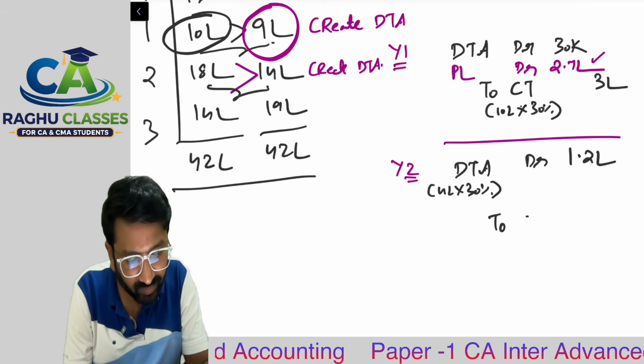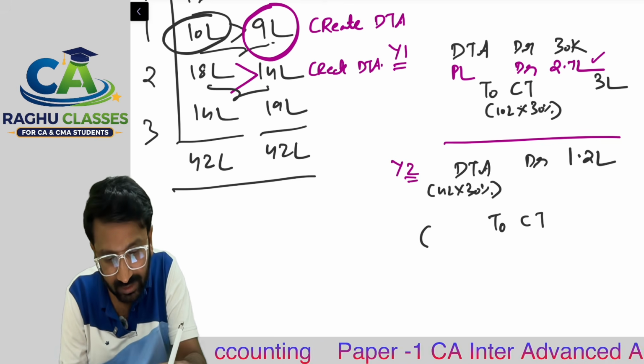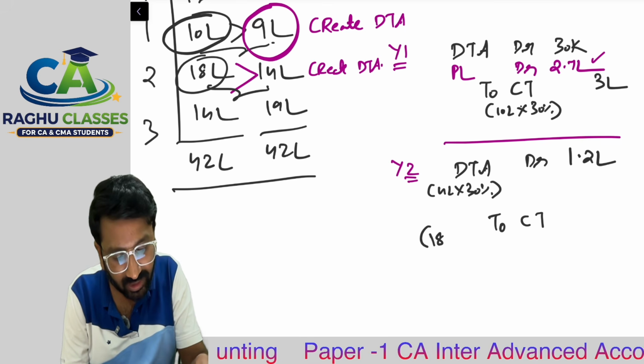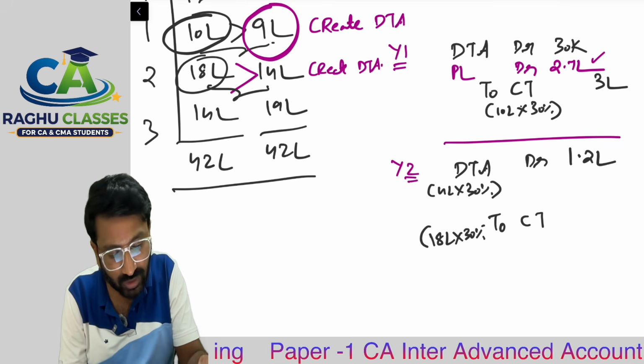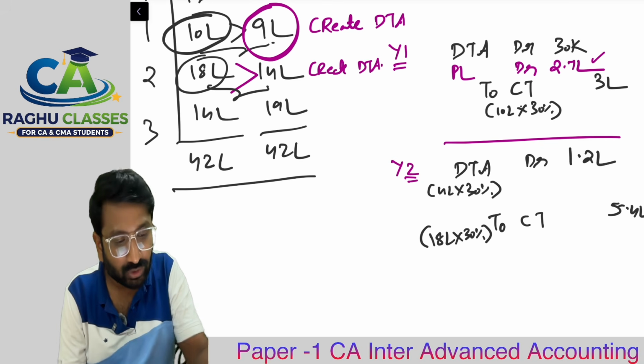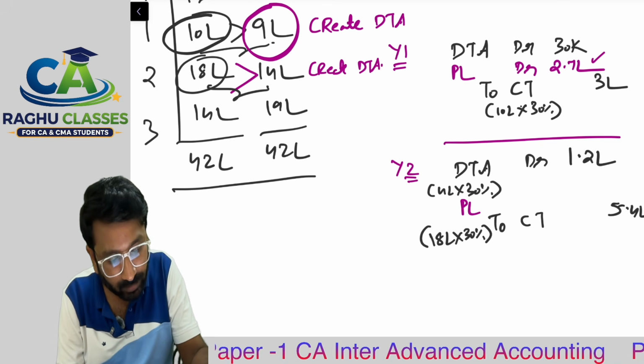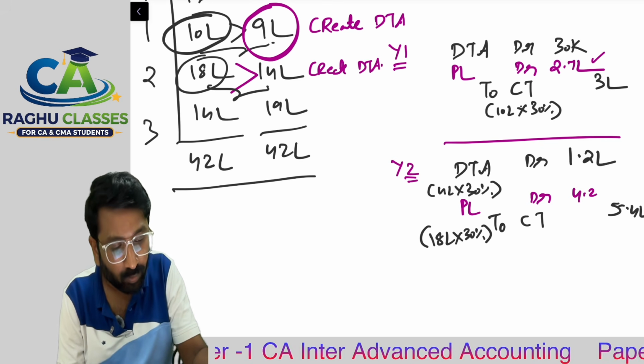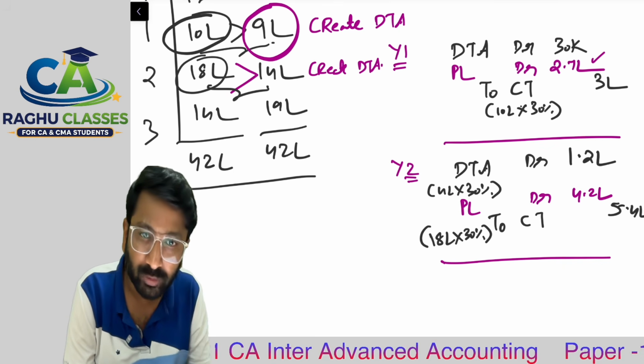Current tax is always credited. This is on my taxable income, which is 18 lakhs. On that I'll apply 30%, which is going to be 5.4 lakh. So the balancing figure will go to P&L. So P&L will be debited with 4.2 lakh. This is what I'll do in year number 2.